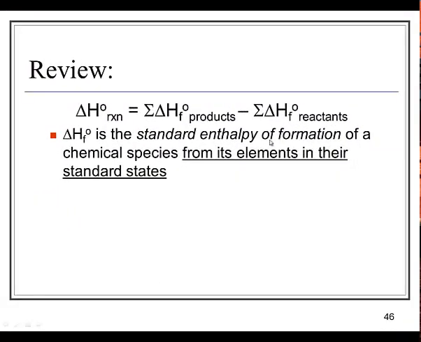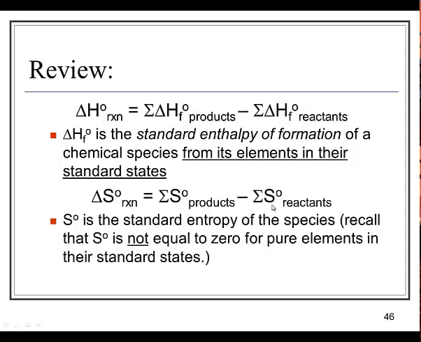Let's review. Remember from Chemistry 1 that the delta H under standard conditions can be calculated based on the sum of the delta H of formation of products minus the sum of the delta H of formation of reactants. Delta H of formation is the standard enthalpy of formation of chemical species from their elements in their standard states. Standard molar entropy is the standard entropy of the species. Recall that the standard molar entropy is not equal to zero for pure elements in their standard states. All standard molar entropies are positive values.